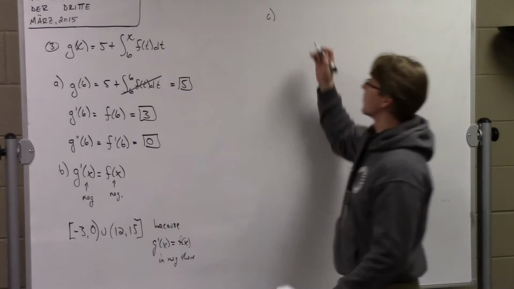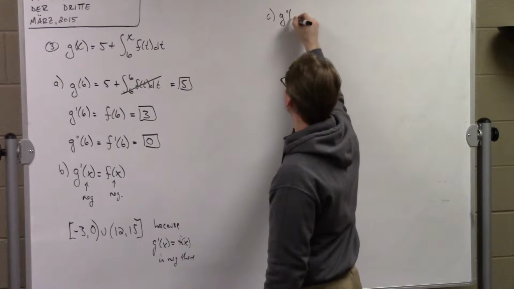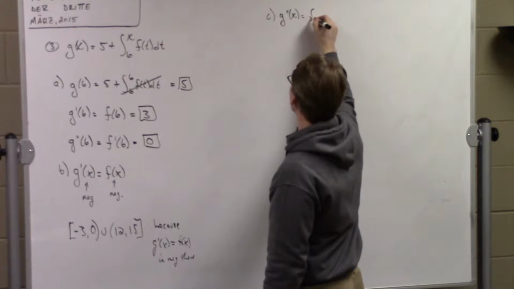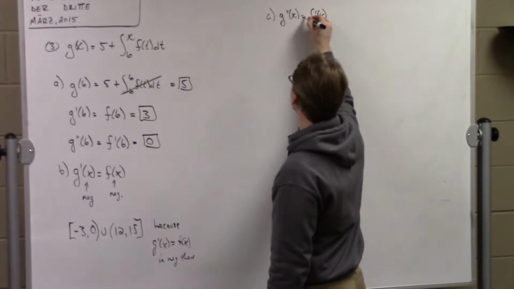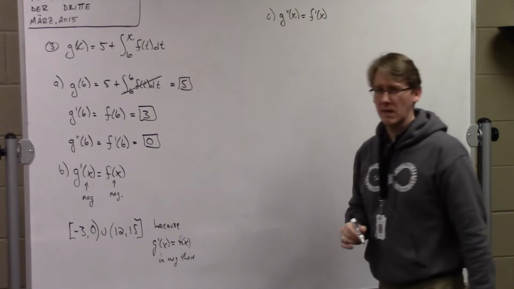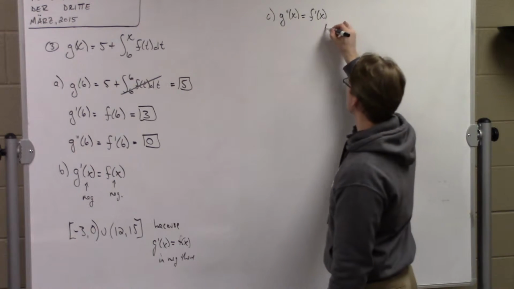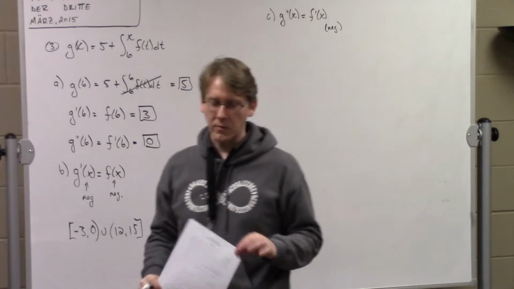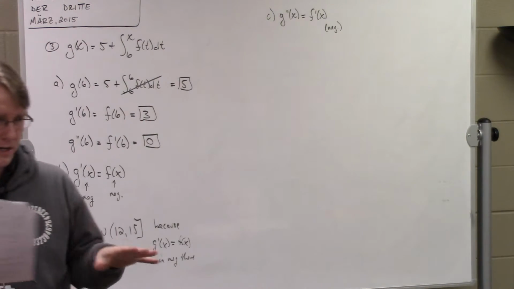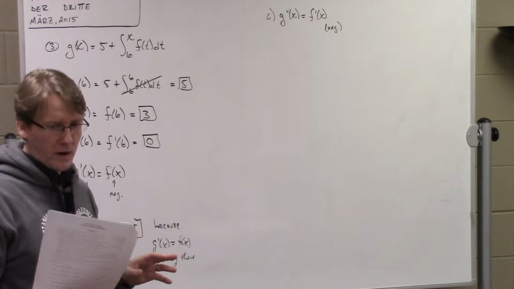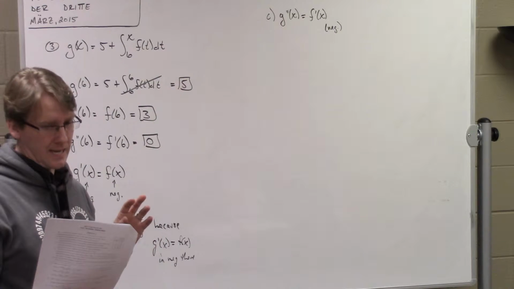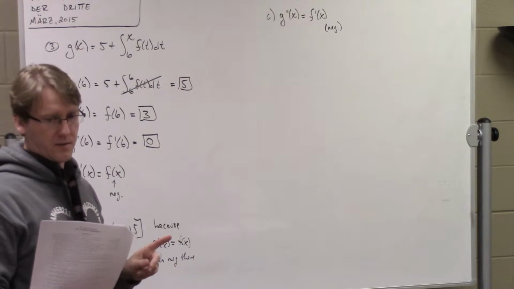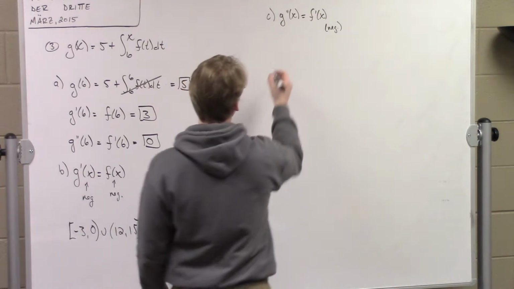G concave down? Well, G prime of x is the same thing as F prime of x. And we need to know when it's concave down, so I need to know when this is, again, negative. Now, here's a tricky one. F prime is a direction. It's a slope. So where is F heading downward? That is from 6 to 15.